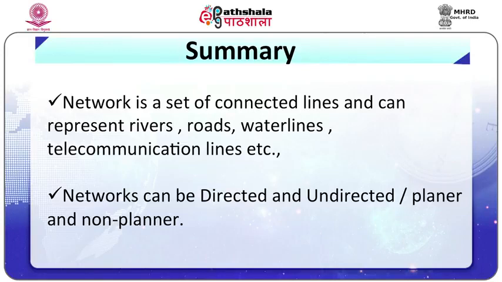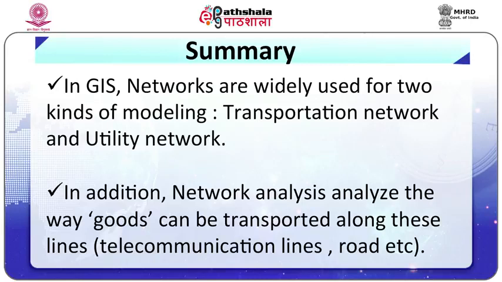Now let's summarize what we have learned today. One is we have understood the relevance of the word network. And what is it? A network is a set of connected lines. Networks can represent rivers, roads, water lines, telecommunication lines and so on. Networks can be directed and undirected, planar and non-planar. In GIS, networks are widely used for two kinds of modeling, transportation networks and utility networks. And network analysis analyzes the way goods can be transported along these lines. And we've got a lot of examples. We also know now what undirected roads are.